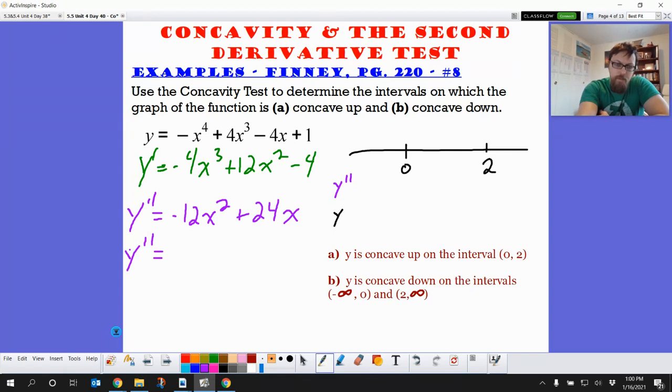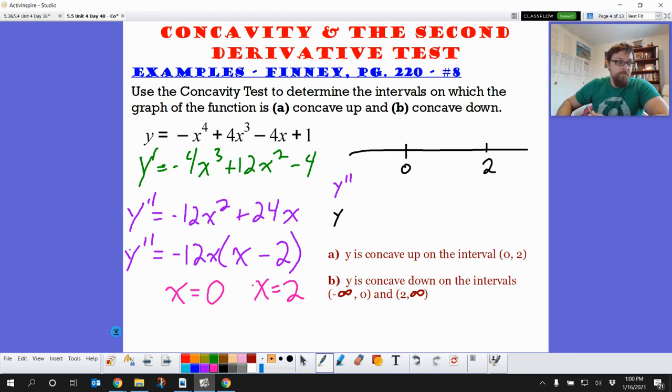So I'm going to factor out negative 12x, and we get x minus 2 right there. So we get our x values where we'll find points of inflection at x equals 0 and x equals 2. After we've got that, let's put it into a sign chart and see what's going on with the second derivative.